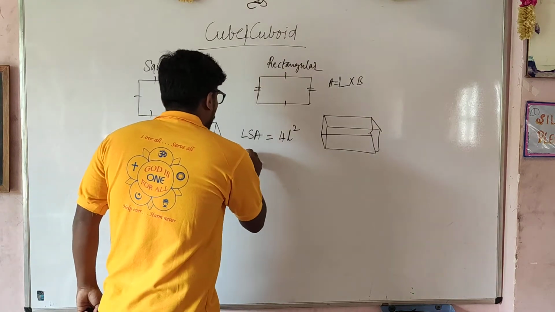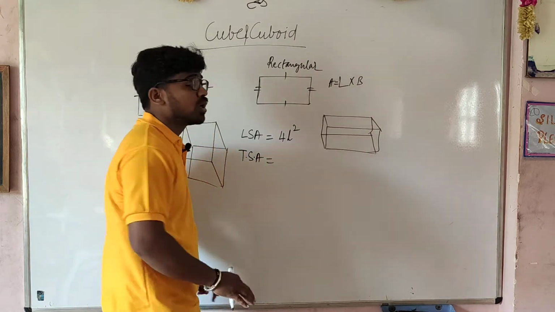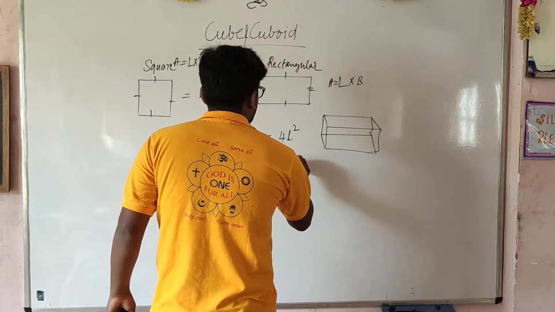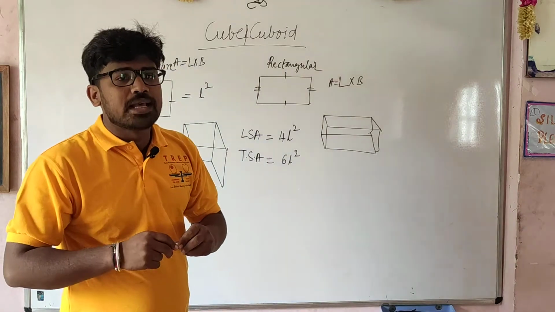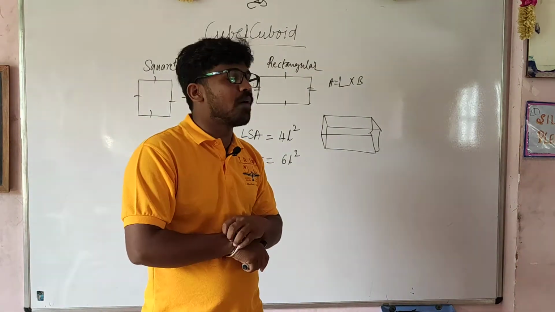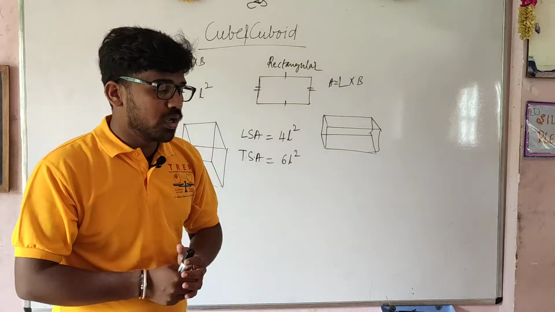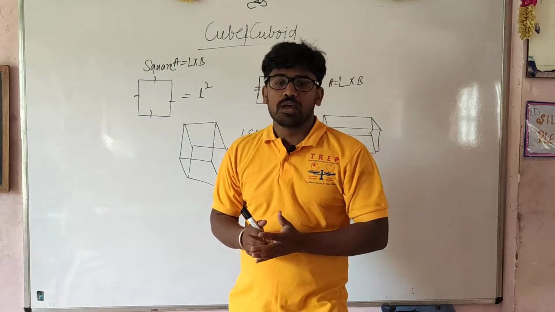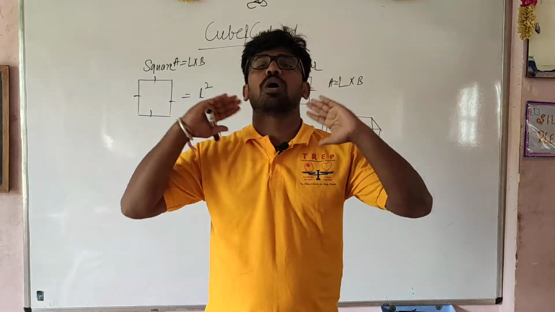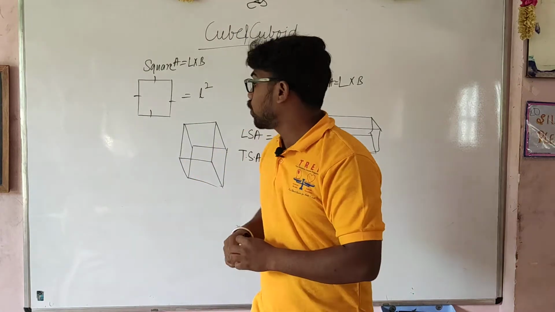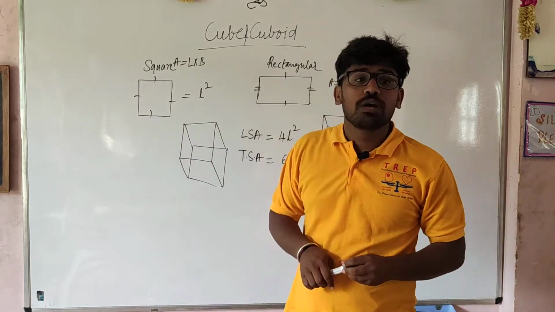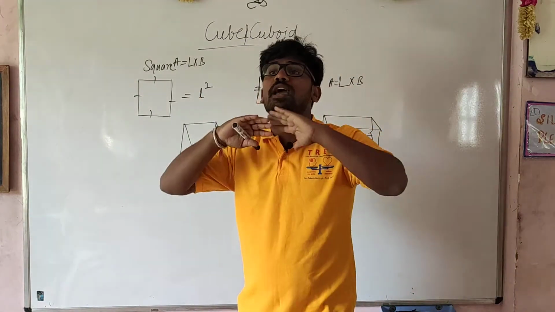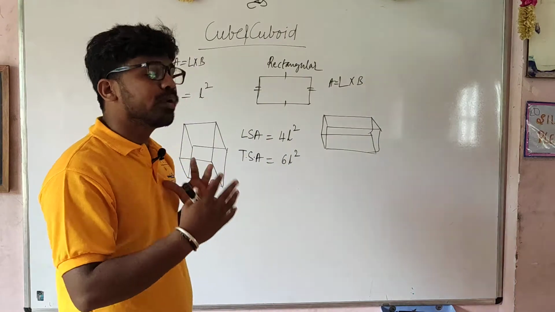Now let us come to the total surface area. The total surface area of a cube is 6L square. Why 6L square? Because 6 sides are there. Suppose you have a cube room and your father wants to paint your room, inside and outside, all the sides. How many sides are there for your room? Totally 6 sides. So you should know the area of your room. How to calculate that?